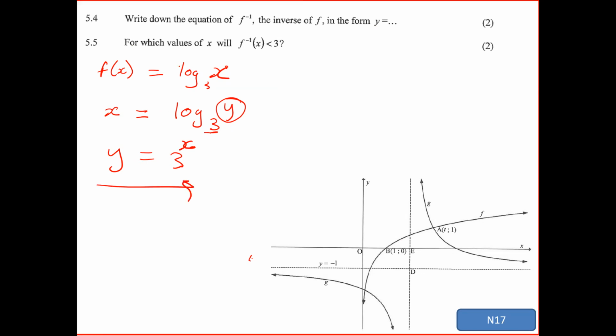And then the last question there says for which values of x will the inverse, now remember we're talking about the inverse here, be less than 3. So we're going to take the inverse. When is that less than 3? Well, this is now an exponential equation. The bases are the same. So we can drop and say x is less than 1. And that would be our answer.